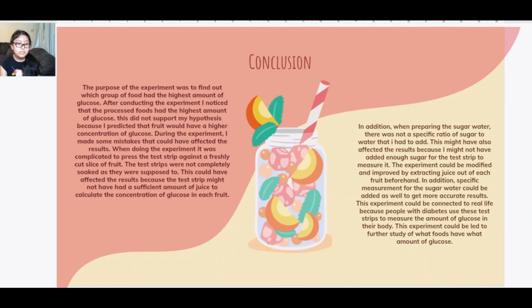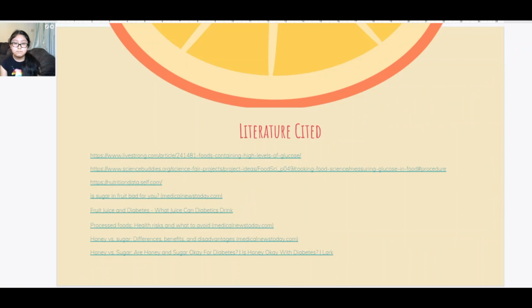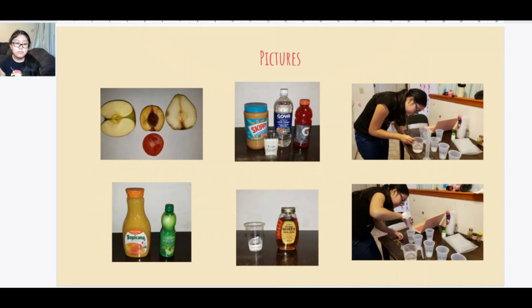This experiment could be connected to real life because people with diabetes use these test strips to measure the amount of glucose in their body. This experiment could lead to further study of what foods have what amount of glucose. This was my literature cited. And these were my photos.